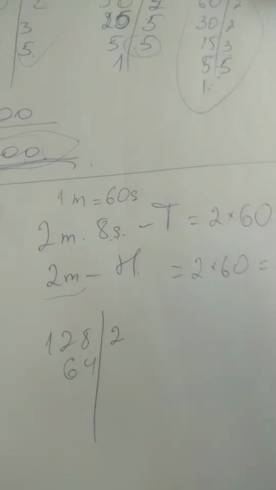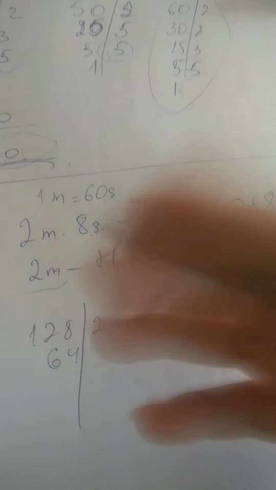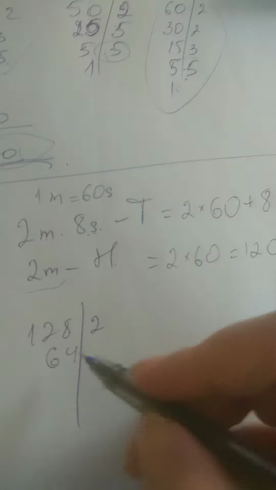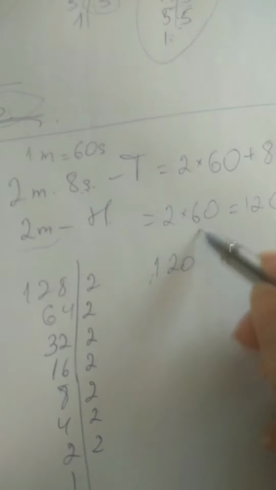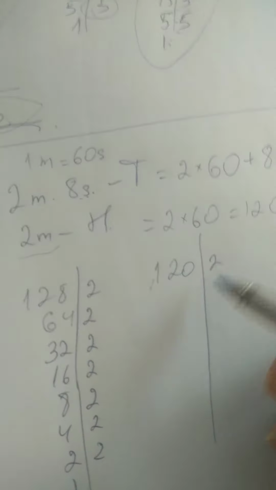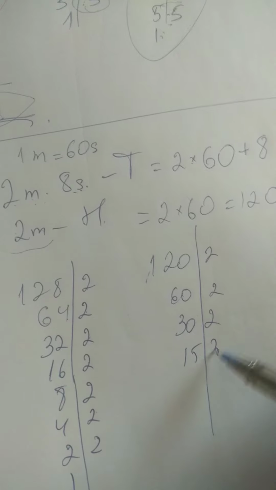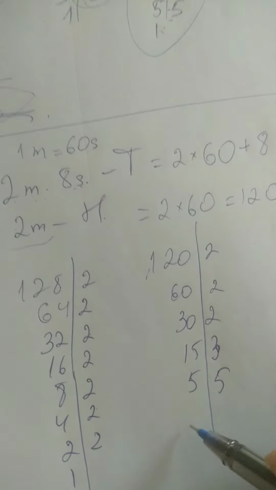128 is 2 to the power 7. So actually you don't need to write like this, but if you don't know, you can find the factors with this method. 128 divided by 2 is 64, by 2 32, by 2 16, by 2 8, by 2 4, by 2 2, by 2 1. So 1, 2, 3, 4, 5, 6, 7 twos. And the other one is 120: by 2 is 60, by 2 30, by 2 15, then by 3 5, by 5 1.